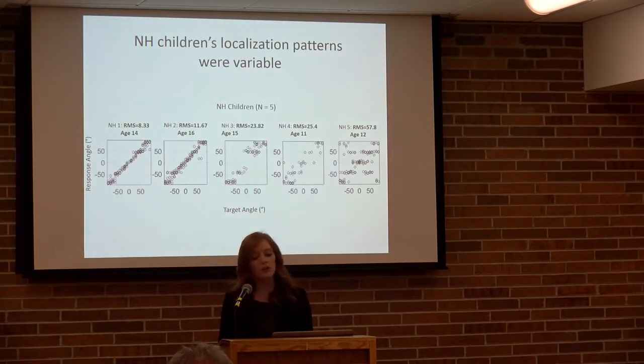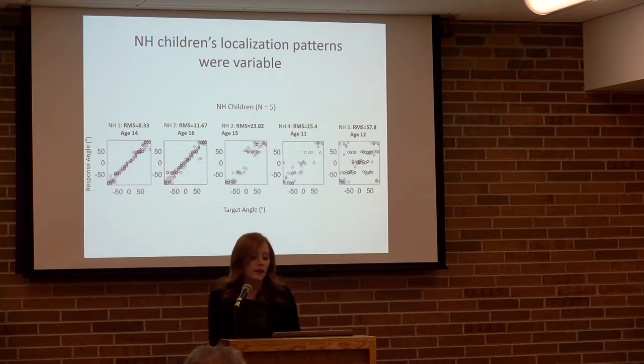So here are the stationary sound localization results from that study. The x-axis is the location of the target sound source, and the y-axis is the child's response. The RMS, which is again bolded at the top of the graph, stands for the root mean square error, and it's the average number of degrees the child's response is from the target. Each circle on the graph represents the child's response compared to the location of the target signal.